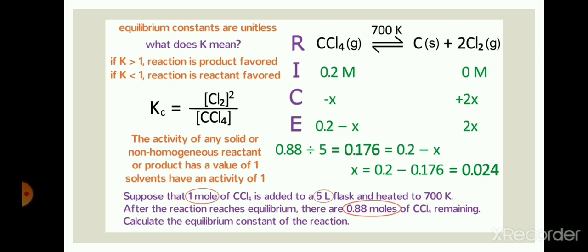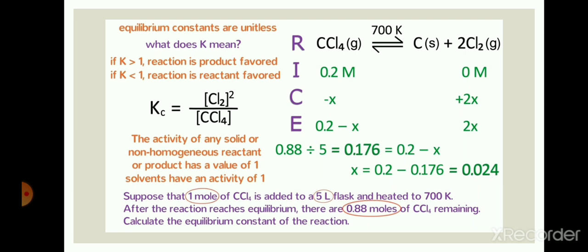Now the only thing left is to plug in the numbers and calculate the equilibrium constant. Kc equals the equilibrium molarity of chlorine squared divided by the equilibrium molarity of carbon tetrachloride. The equilibrium molarity of chlorine is 2x, and we can substitute 0.024 in for x. We already calculated the equilibrium molarity of CCl4 to be 0.176. Plugging this into our calculator gives us an equilibrium constant of 0.013.